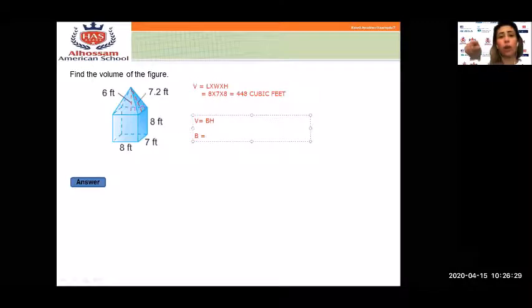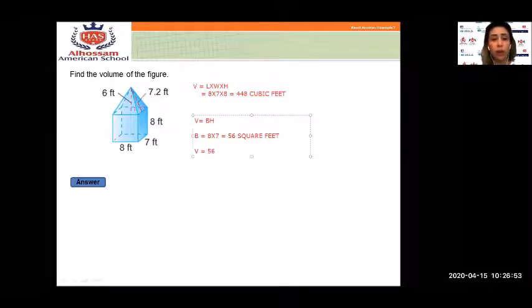Here we find the area of the base, which is a rectangle. So it's length by width, 8 times 7, right? 8 times 7 equals 56. 56 what? Square feet. Yes. And then find the volume. Now we have the area, which is 56, multiply the height of the pyramid, which is 6.